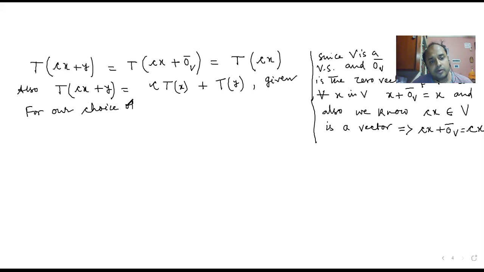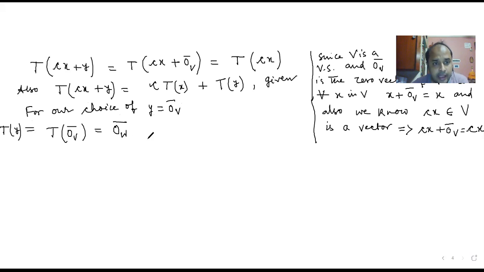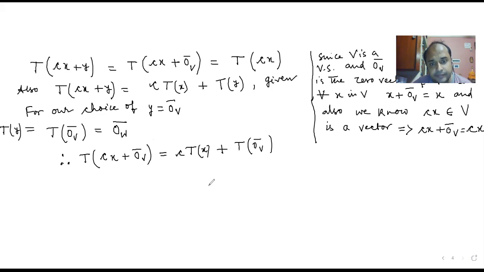And therefore, for our choice of y equal to zero bar, the zero vector of the vector space V, if I write T of y, T of 0 V bar, what does this become? You already know from property one that this is the zero vector of W. And therefore T of cx plus 0 V bar becomes, by our assumption, c into Tx plus T of 0 V bar. And since T of 0 V bar is the zero vector of W, we can write it as c into Tx plus 0 W bar.